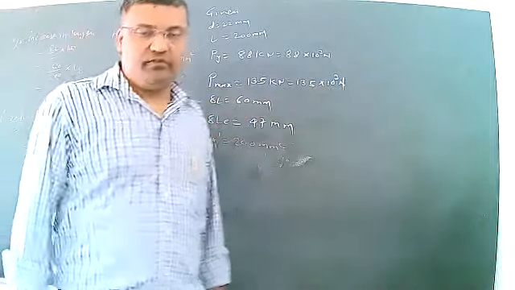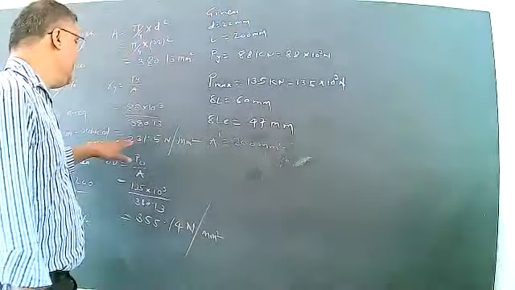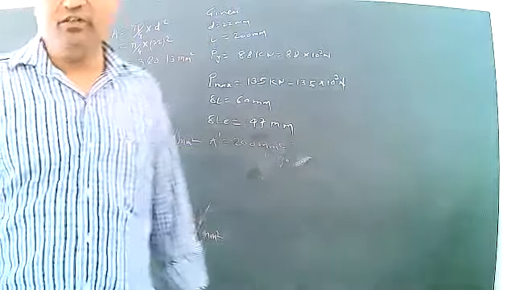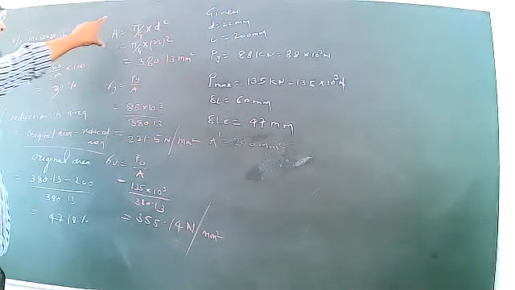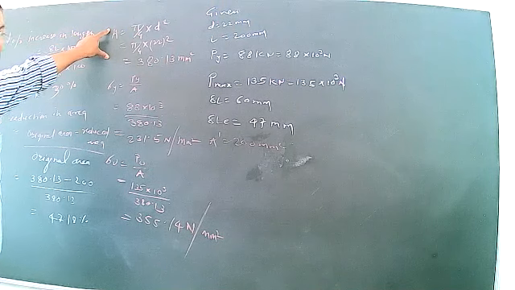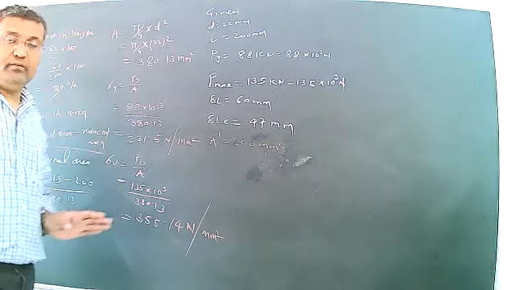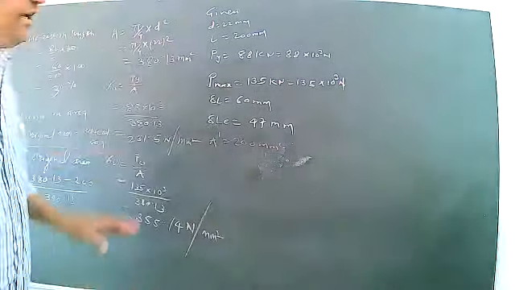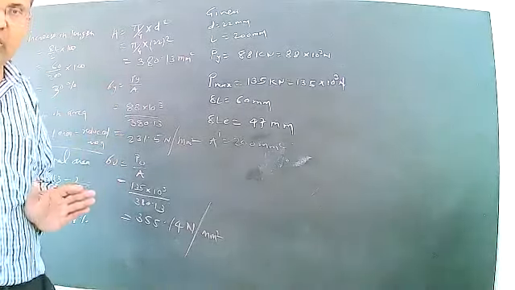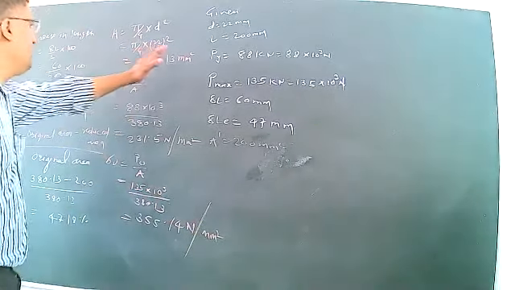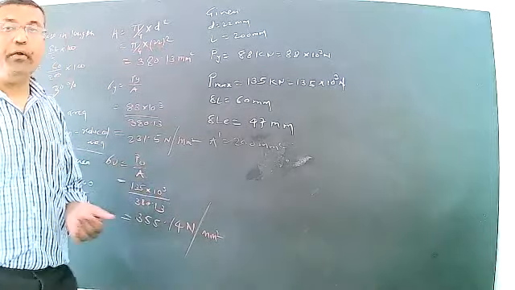Then elongation up to maximum load, that is 47 mm, and reduced area. Then this information is given. First you calculate the area of the original specimen, pi by 4 into d square. Once we find the area, then find the yield stress by the formula sigma y equal to Py upon A. Then you put all the values given in the problem. Then find sigma u, that is equal to Pu upon A.